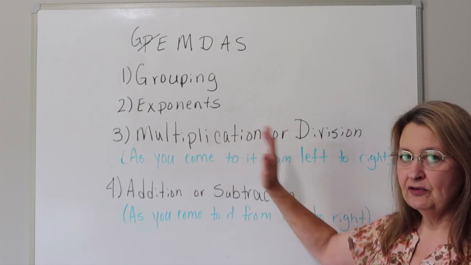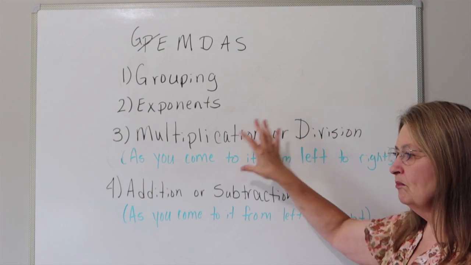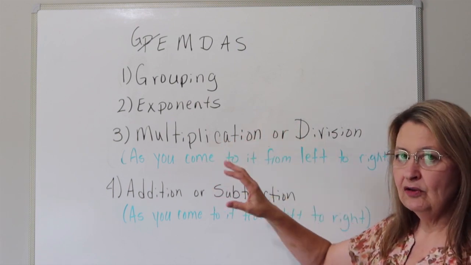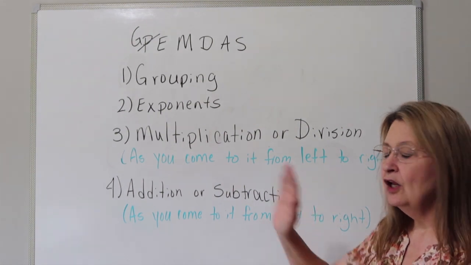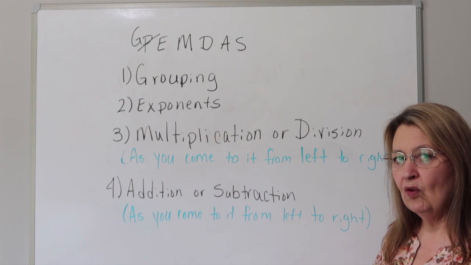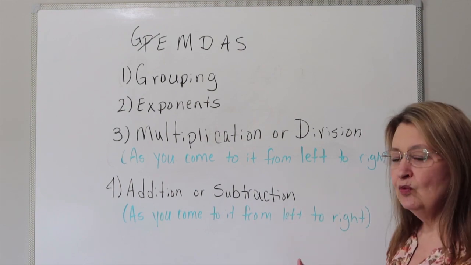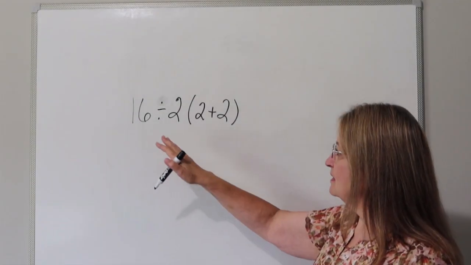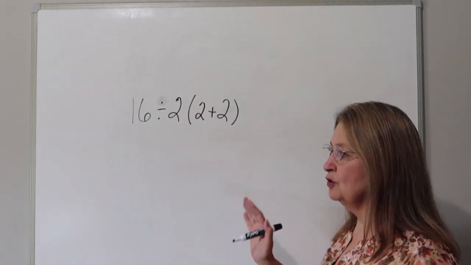Multiplication is not better than division. This is where most people mess up. They want to go through and do all the multiplication and then go back through and do all the division. You don't do that. You're going to make one pass to the right and you're going to do whichever one comes first. Same thing with addition or subtraction. Let's look at an example. Let's take 16 divided by 2 times 2 plus 2.